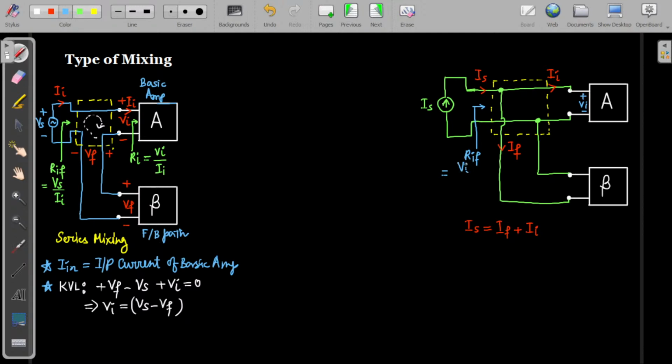So VI divided by IS, that is the RIF, the input impedance of the total feedback amplifier. Similarly, if we want to find the input impedance of the basic amplifier, that is here, what will be the value? The voltage value here is VI and the current value is II. So VI by II is the input impedance of the basic amplifier, and RIF is the input impedance of the total amplifier.